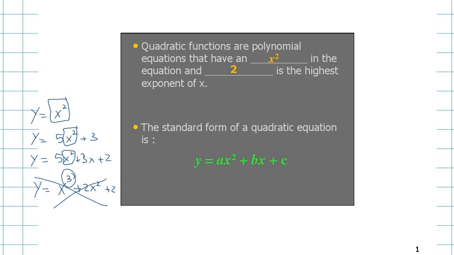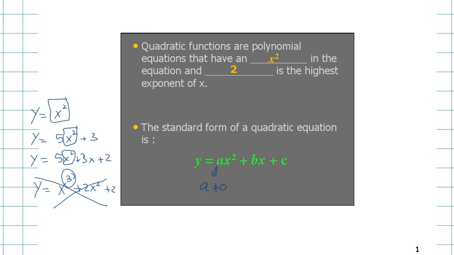All right? Now, the standard form of a quadratic equation looks like this. y equals ax squared plus bx plus c, where a, b, c can be a number, but the most important thing is a cannot equal 0. Okay? b and c can equal 0, but a cannot equal 0.